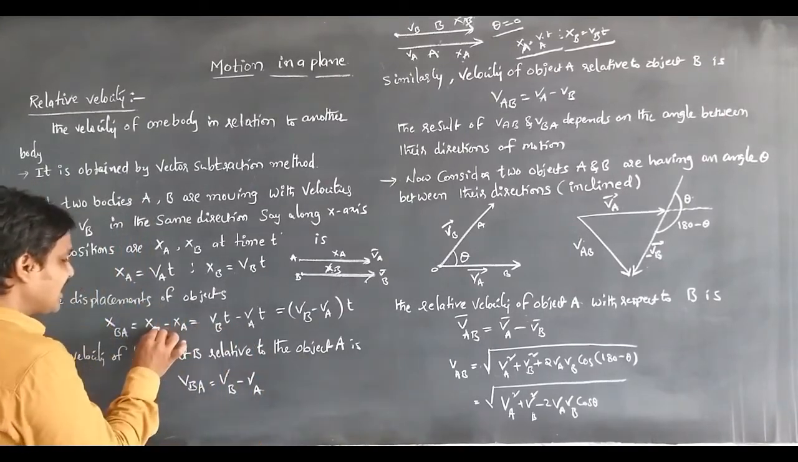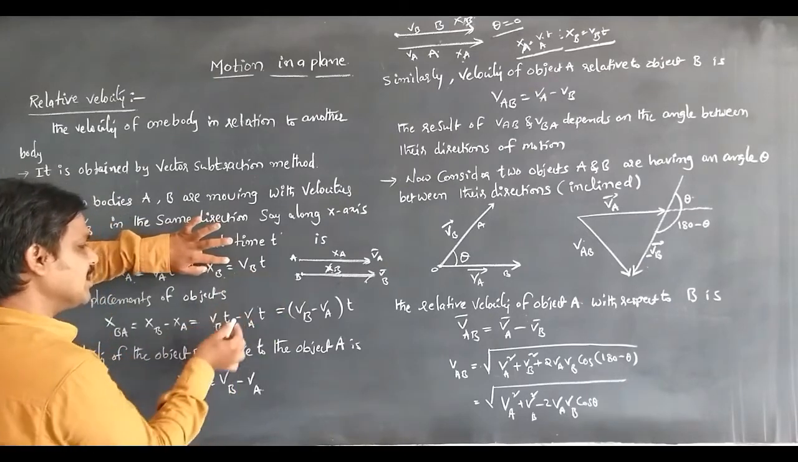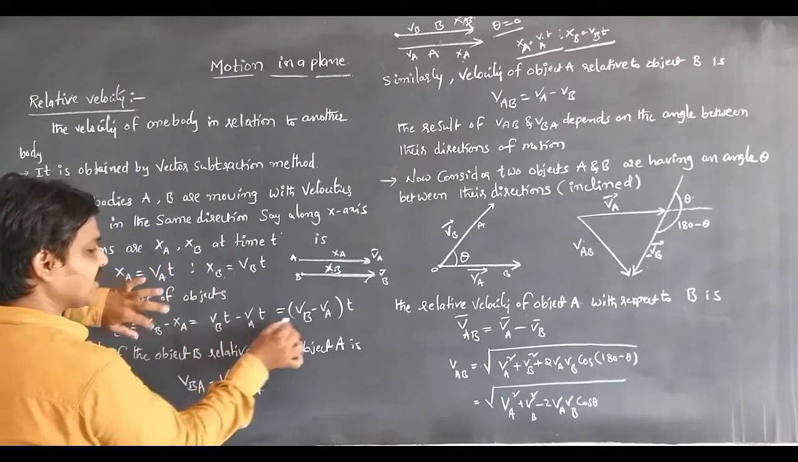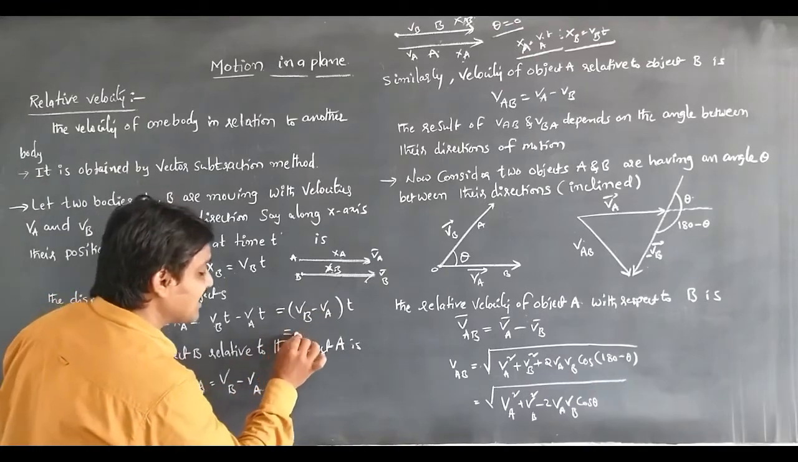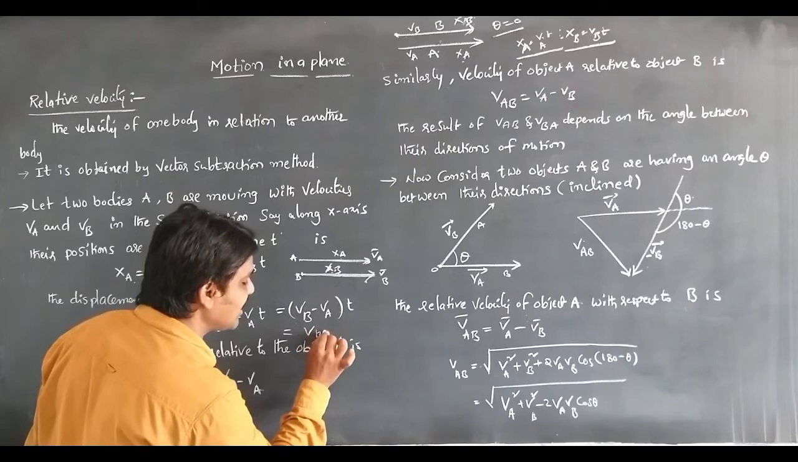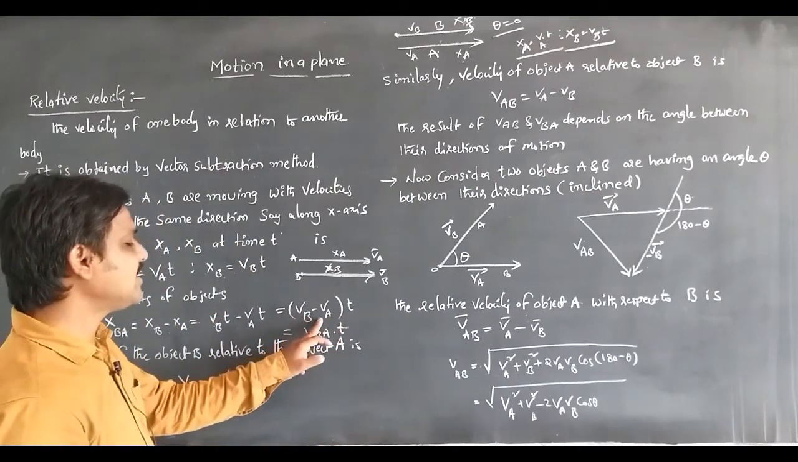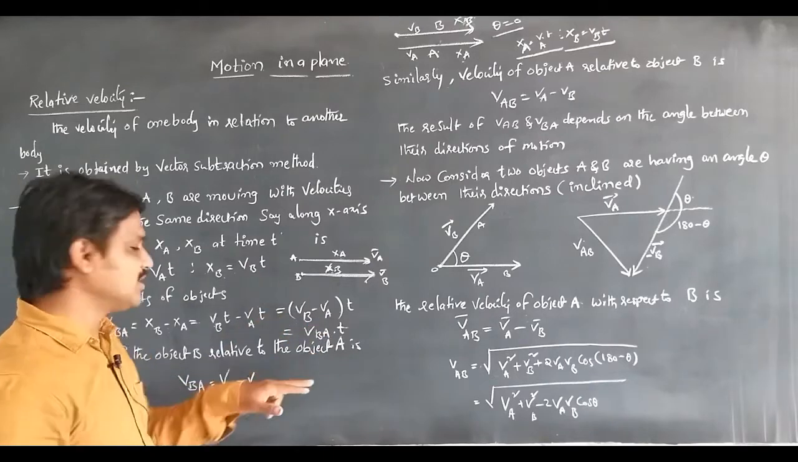Then we know that XB is equal to VB·T and XA is equal to VA·T. So that's why we are substituting the values. Then we can get VB minus VA, which means the difference in velocities of the body, and we can say that is VBA into T. VB minus VA means the difference in velocities, like this.